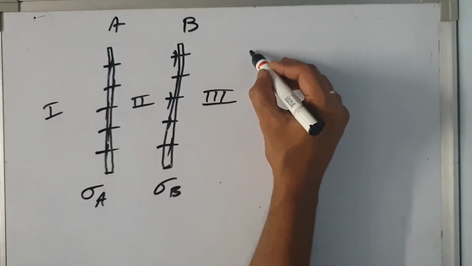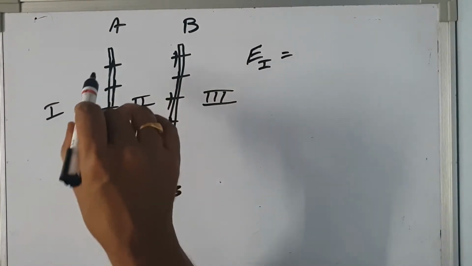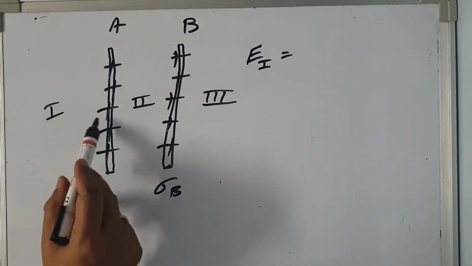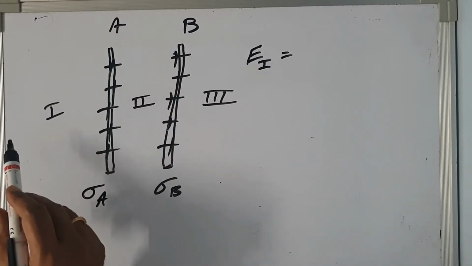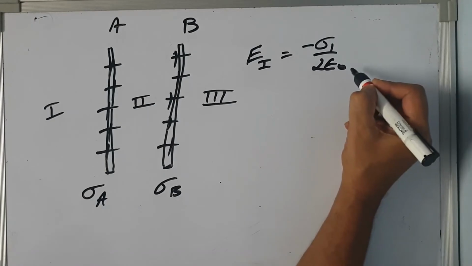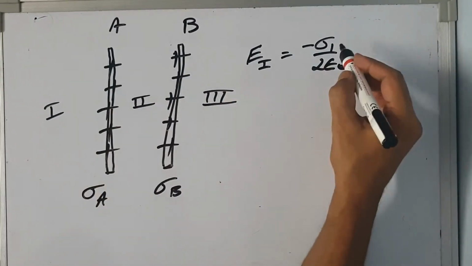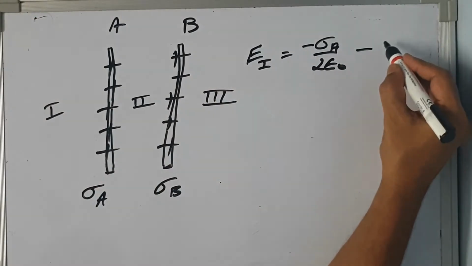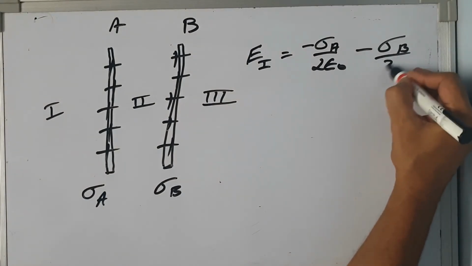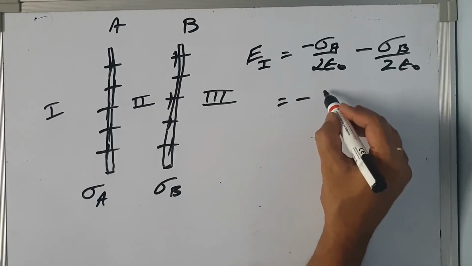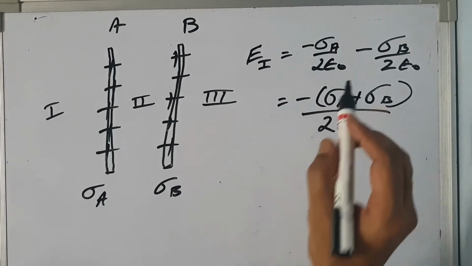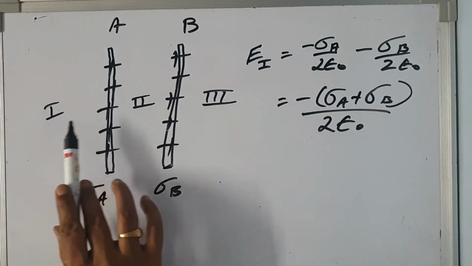Now at region 1, the intensity of electric field due to plate A will be towards left, because the electric field is perpendicular to the plate or sheet, and due to B also it will be towards left. Left direction I am taking as negative. So it is minus sigma A upon 2 epsilon naught, because due to one plate it is sigma by 2 epsilon naught. Minus, due to the second one also towards left, sigma B by 2 epsilon naught. What is this? Minus sigma A plus sigma B upon 2 epsilon naught. This is the electric field intensity in region 1 due to these two plates.